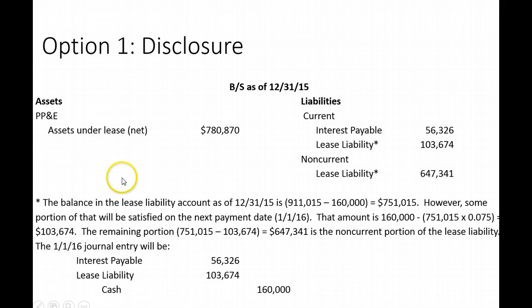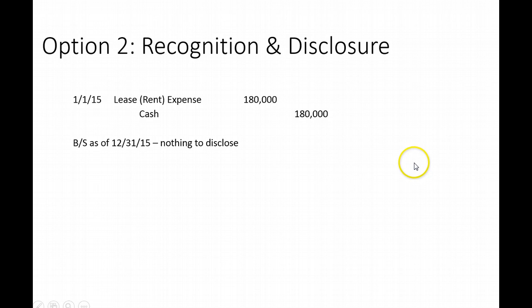Okay, so hopefully you have determined the recognition and disclosure requirements for an operating lease. Let's see what you came up with. It is very, very simple for an operating lease. January 1st, 2015, when we accept the terms of option number 2, we make our first lease payment of $180,000, and we simply debit lease or rent expense. That's it. There's no asset to record. There's no liability to record. There's no interest expense to record. None of that is associated with an operating lease.